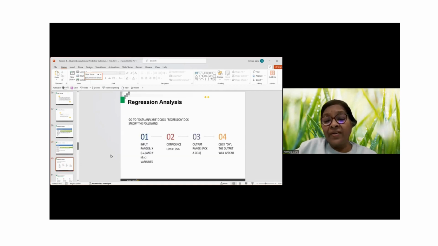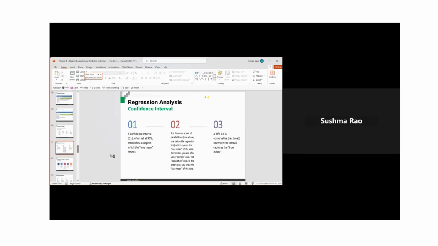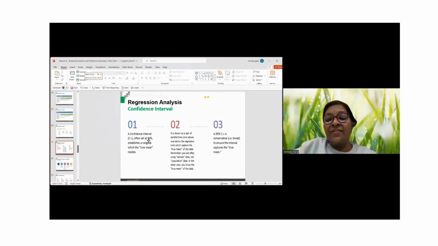This is how you did it: input range, confidence level, output. Did you go through this process? Yes. Okay. Confidence level, I said you must always set it at 95%, because we are not taking the entire population data. So therefore, it is typically at a 95% to get the true mean.